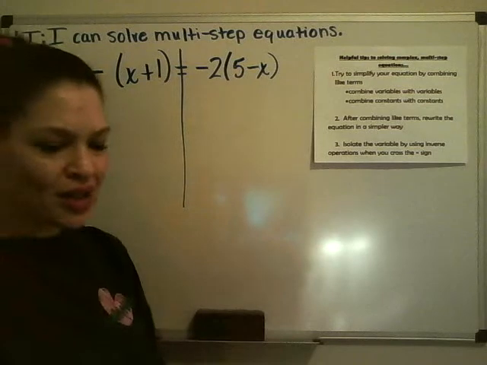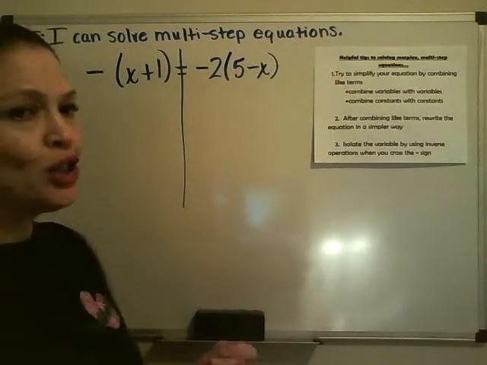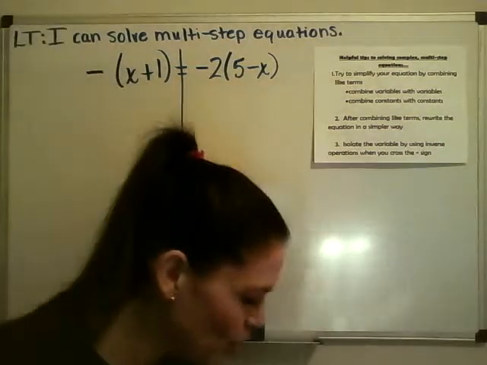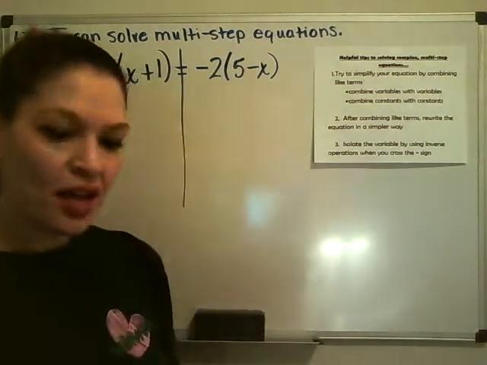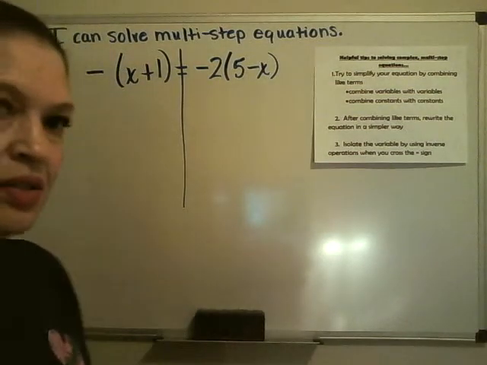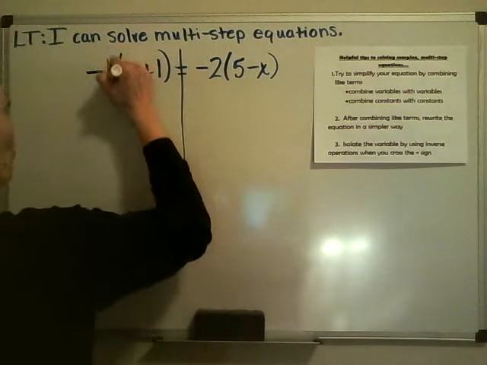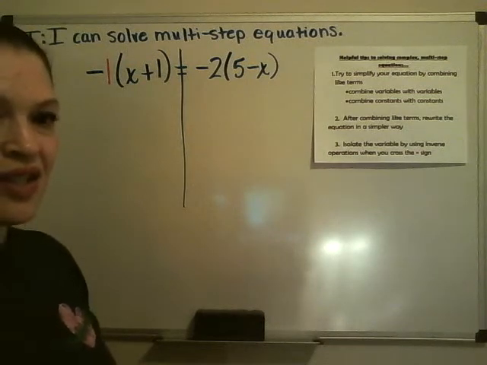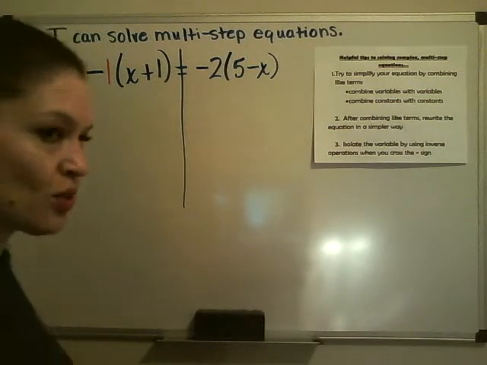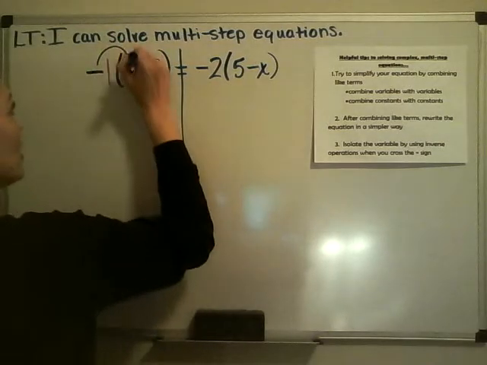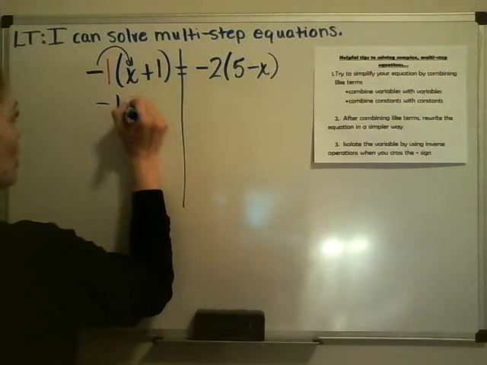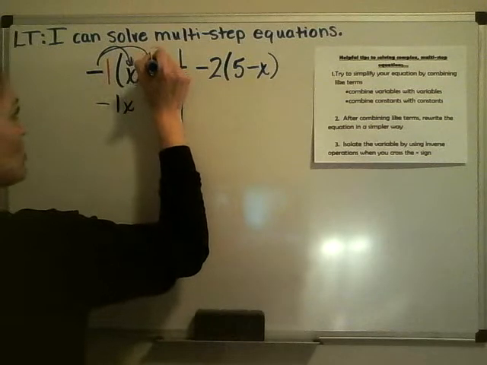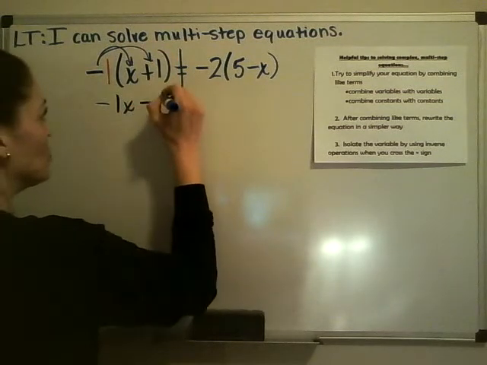So right now you're thinking, what? How in the world am I supposed to distribute a negative sign with no number? Well, does not that negative sign have an invisible 1 attached to it? It does. So that's what you need to do. We're going to distribute a -1. Watch. -1 times x is -1x. -1 times +1 is -1.